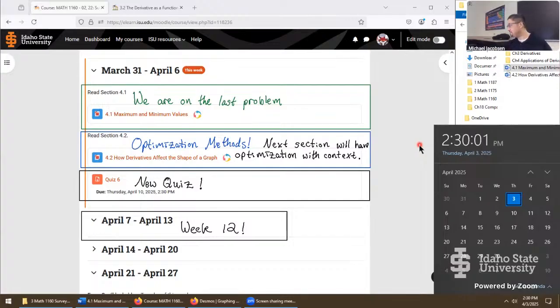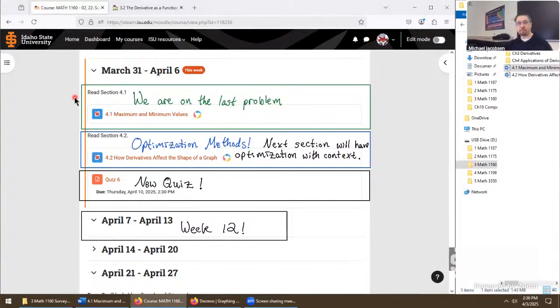Welcome back, everyone. For today's class, we can kind of see what we're getting into. We're just about done with section 4.1. One last problem on the closed interval method. The last problem is a pretty tough one, I would say. So this will help out quite a bit with the last problem as well on WebAssign for that section.